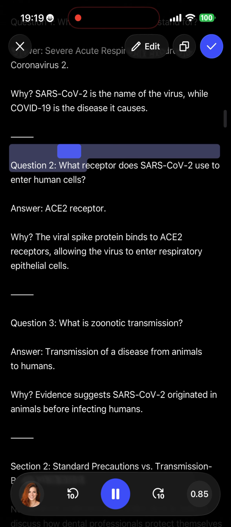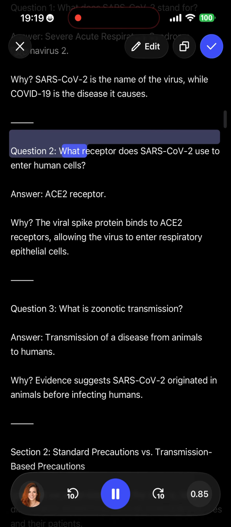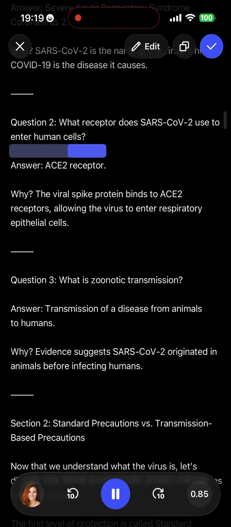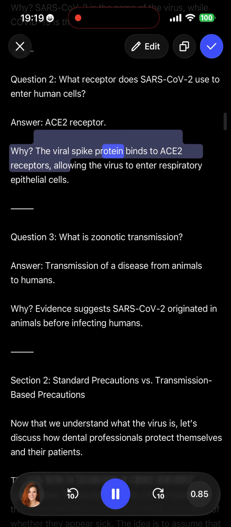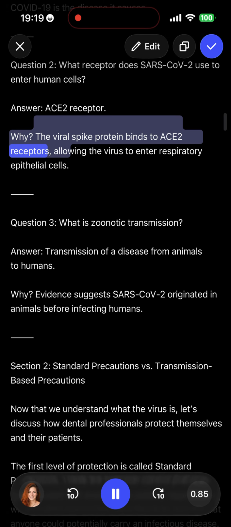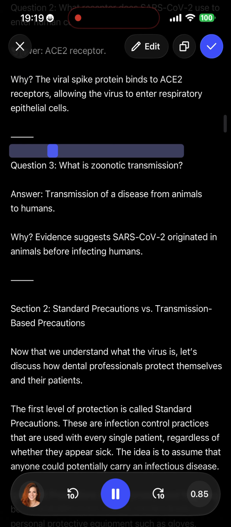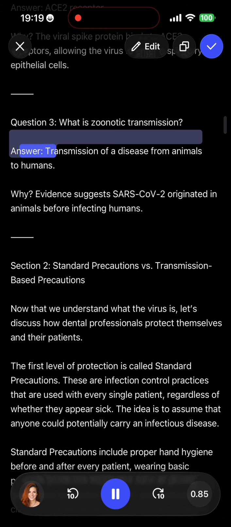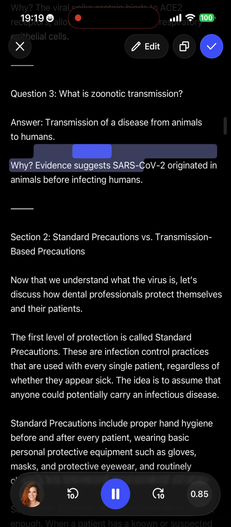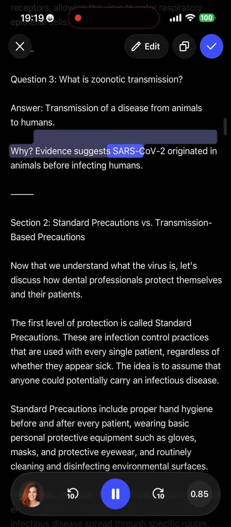Question 2. What receptor does SARS-CoV-2 use to enter human cells? Answer: ACE2 receptor. Why? The viral spike protein binds to ACE2 receptors, allowing the virus to enter respiratory epithelial cells. Question 3. What is zoonotic transmission? Answer: Transmission of a disease from animals to humans. Why? Evidence suggests SARS-CoV-2 originated in animals before infecting humans.